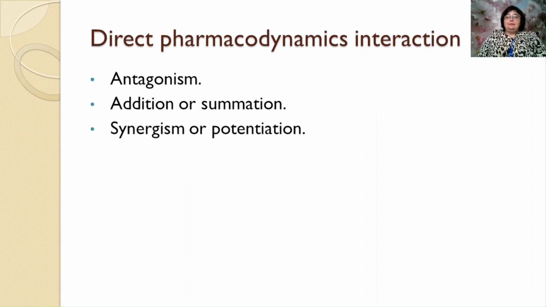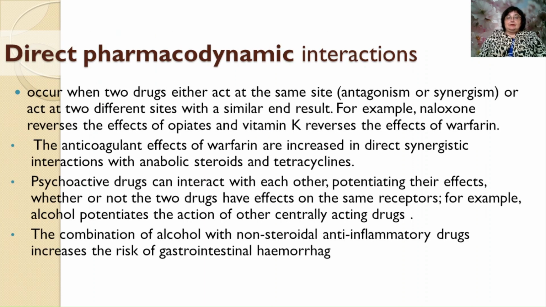Direct pharmacodynamic interaction can be divided into antagonism, addition or summation, and synergism or potentiation. Direct pharmacodynamic interaction occurs when two drugs either act at the same site, for example antagonism or synergism, or act at two different sites with a similar end result. For example, naloxone reverses the effect of opiates, and vitamin K reverses the effect of warfarin.